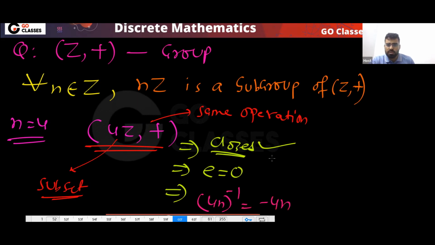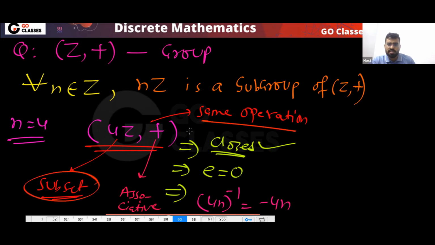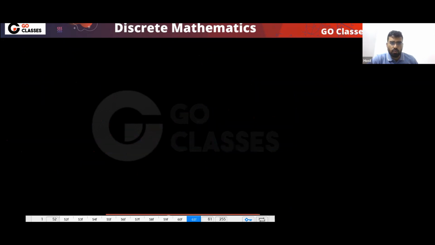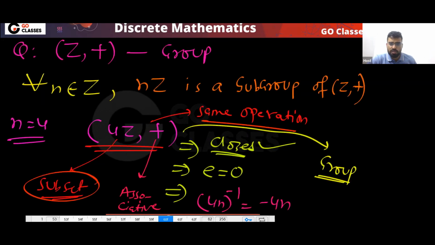And this addition is associative. You already know this is associative. So you can notice this is a group. Same operation, subset, and also a group. So I can say this is a subgroup. Is this clear? What is a subgroup? What is not a subgroup? Is this concept clear?